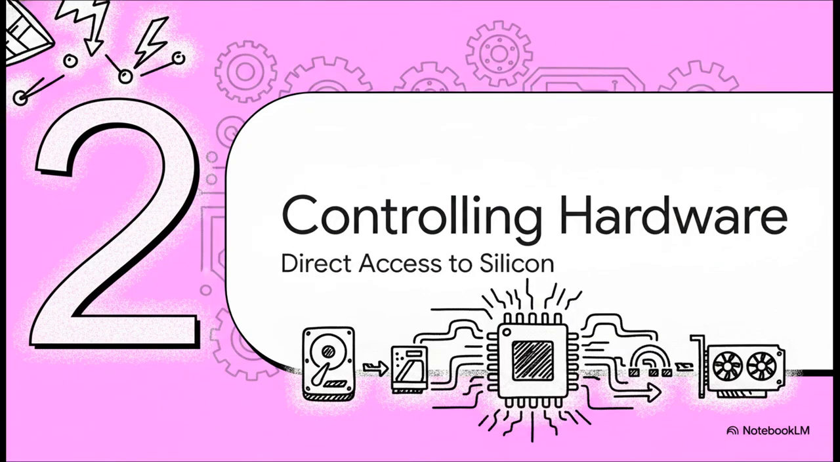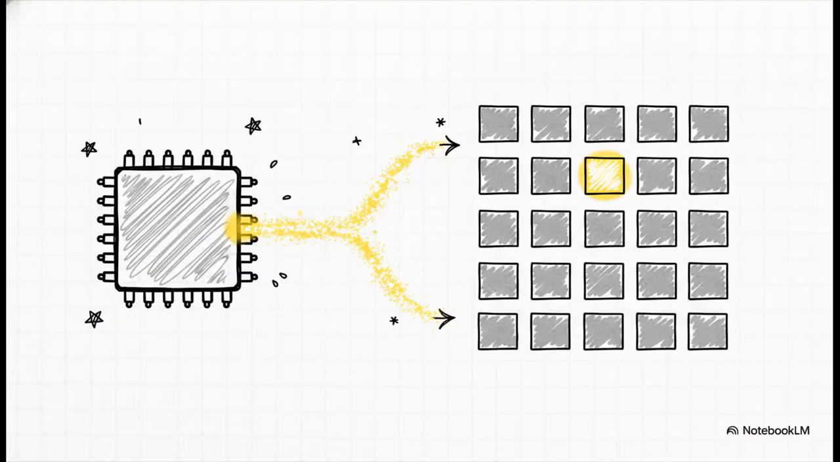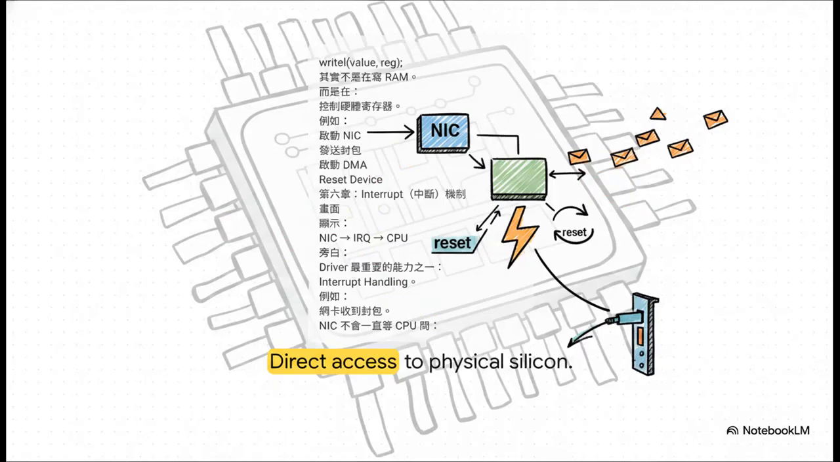Moving on to part two, controlling the physical hardware, direct access to silicon. Here's the thing. Drivers don't just ask the hardware nicely to do things. They completely control it using memory-mapped I/O, or MMIO. This is pretty fascinating. The hardware actually maps its physical control registers directly to specific hexadecimal memory addresses, like 0xFEBF0000. So from the driver's perspective, controlling a physical chip looks exactly like writing data to a very specific magic location in memory. It all boils down to basic C programming commands.